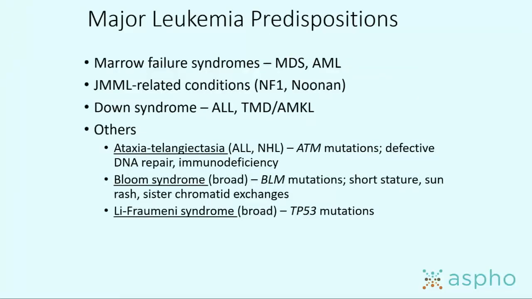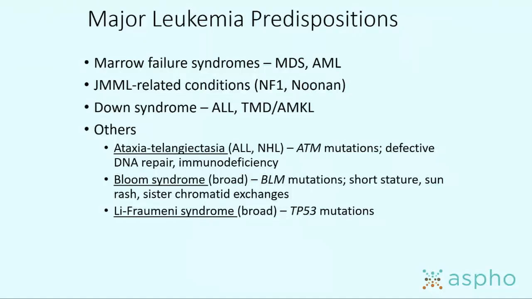Okay, so what are the major leukemia predispositions? There are a number of bone marrow failure syndromes. Zora Rogers is going to give a whole talk on these later, and so I'm not going to go into any significant detail here, but a number of these will predispose patients to the early development of MDS and subsequent AML. The next, JMML-related conditions. Again, I'm not going to go into these details because this is going to be covered by Dr. McLean next.